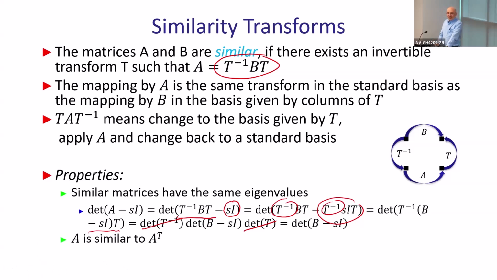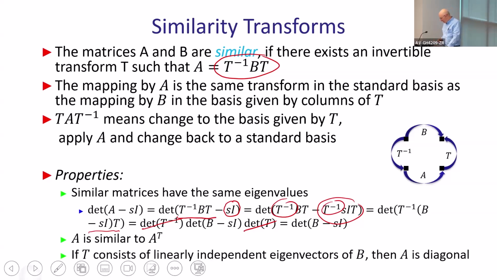Another rule is that A is similar to A transpose. You can always find such a transform for any square matrices A. You can find a similarity transform which transforms it into just the transpose of the same matrix. And again, A and A transpose have the same eigenvalues, which is very convenient for us. It will be very important for us as well. And if T consists of linearly independent eigenvectors of B, then A is diagonal. And this is practically a basis for diagonalization of any matrices.